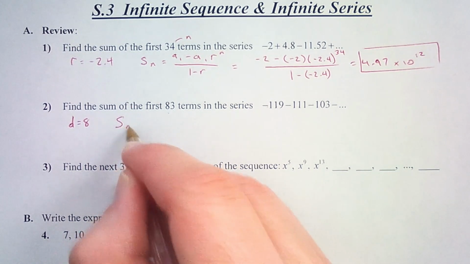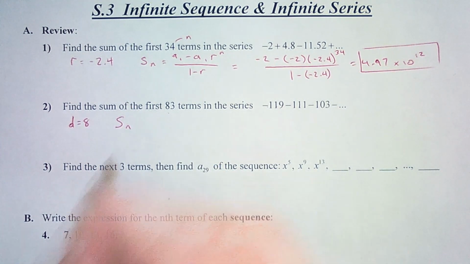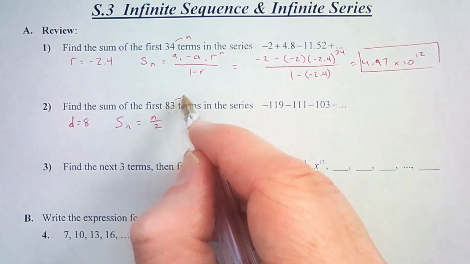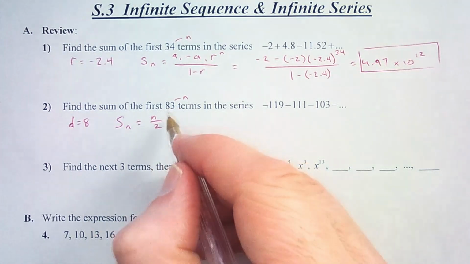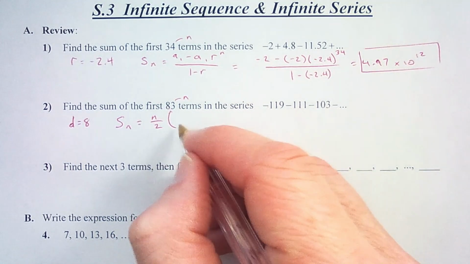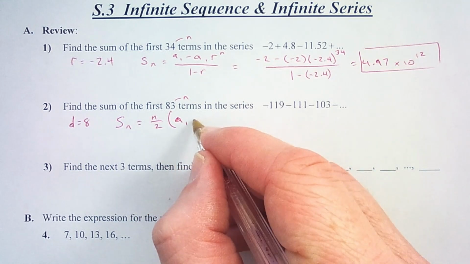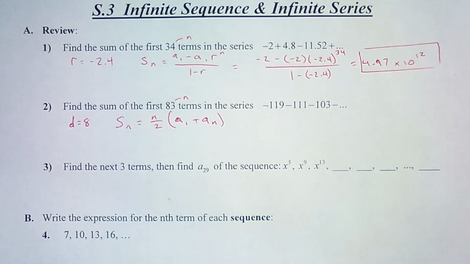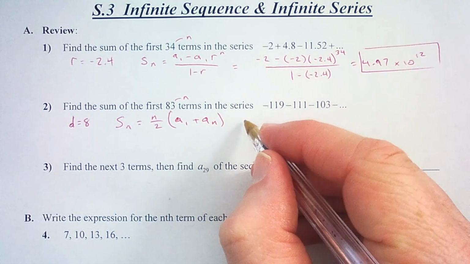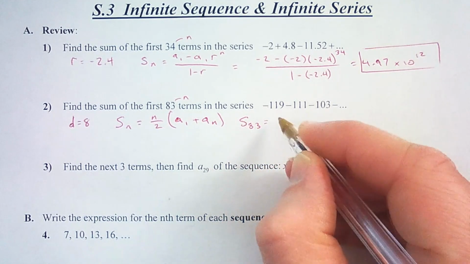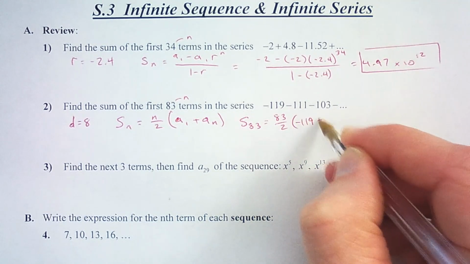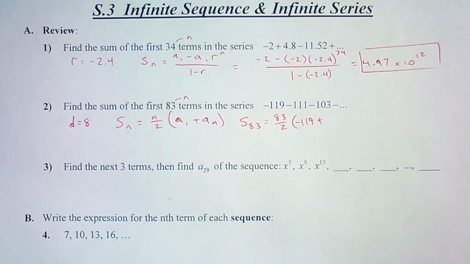To find the sum of n terms of an arithmetic series, we do n over 2, times a1, so that's term 1, plus a sub n, the nth term. 83 is going to be n here because we're looking for the sum of 83 terms. So I have here S sub 83, so that's 83 over 2 times the first term, negative 119, plus the last term, the 83rd term. So I need to find the 83rd term.